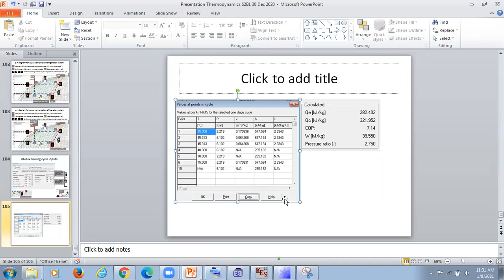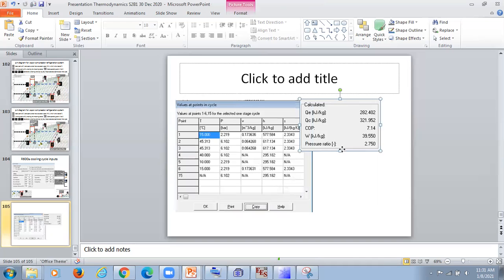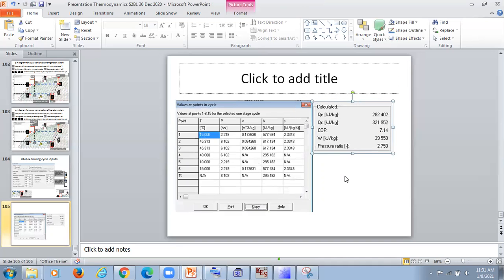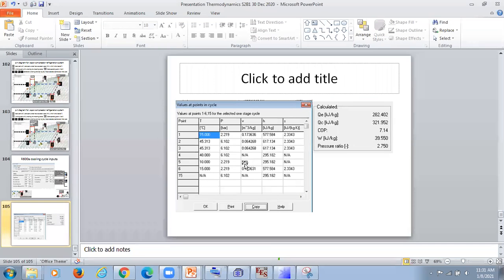And here you can see the H values are here. So you can see the points 1, 2, 3, 4, 5, and 6. Lowest is 4, evaporator entering, 5. 4 and 5 here are the same. 6 is 577. 1 is 577 again. 2 is 617.